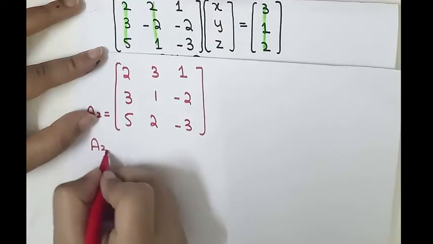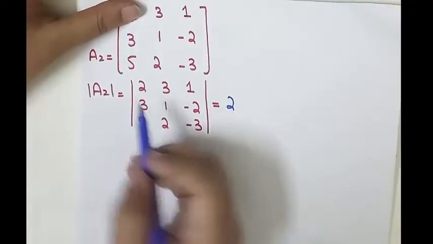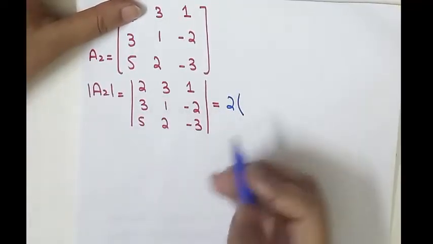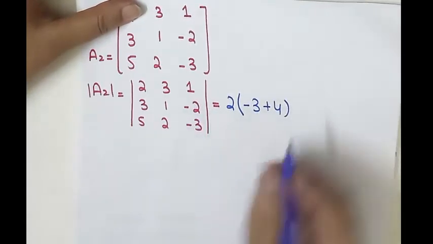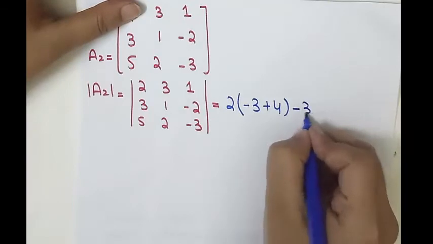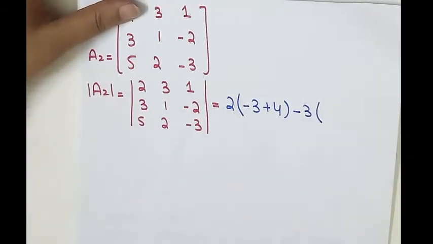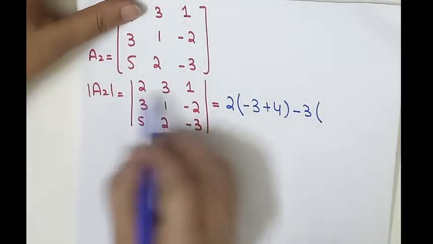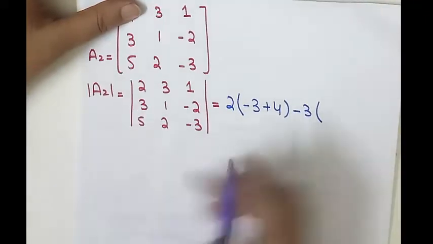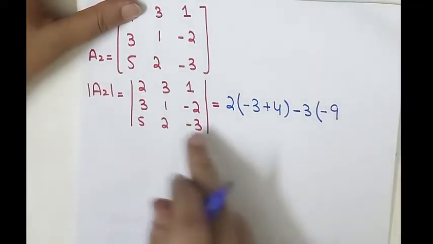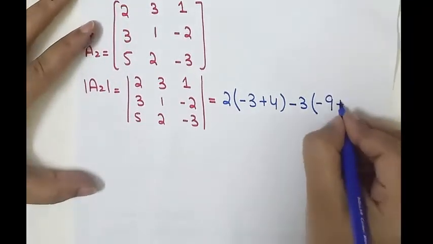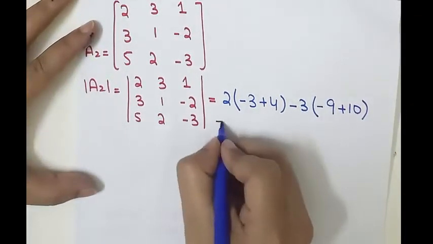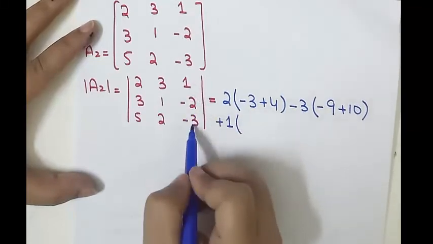Now to find the determinant, first we will write 2, cross multiplying we have minus 3 and this is 4. Then minus sign 3. Next we will skip the second column and first row, we have 3 minus 3 times is minus 9, minus minus is plus, and 5 2 times is 10. Then we have plus 1.